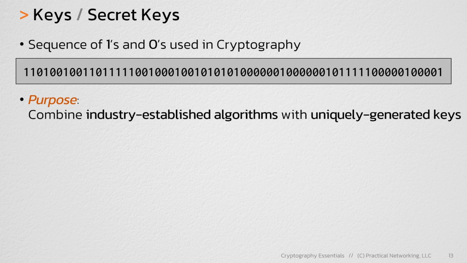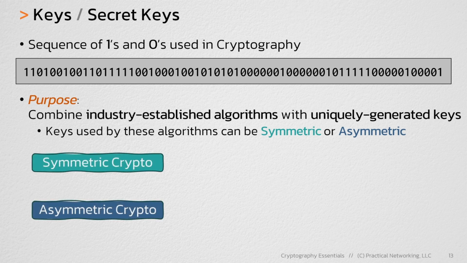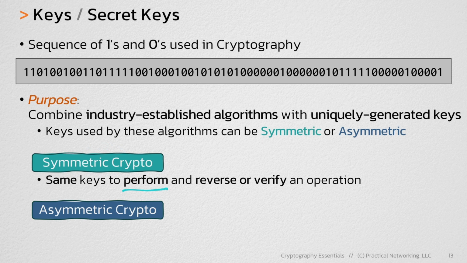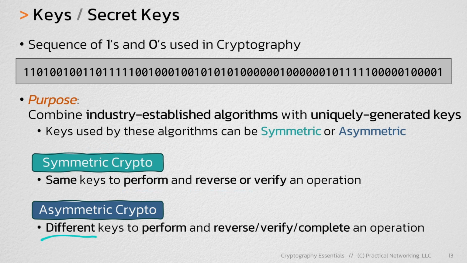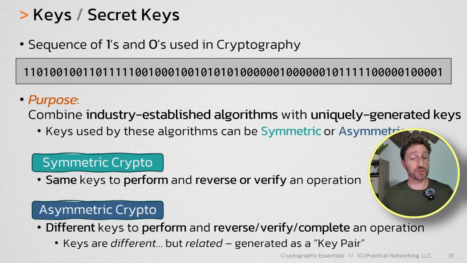The keys used by the various cryptographic algorithms can be symmetric or asymmetric. This introduces us to symmetric cryptography and asymmetric cryptography. Symmetric crypto uses the same key to both perform and reverse or verify a particular operation. And asymmetric cryptography uses different keys to perform and reverse an operation. Now, even though these keys are different, they are related. They are in fact often created as a key pair, as in the key used to perform an operation is created at the same time as the key used to verify the operation. It isn't just two random strings of ones and zeros that somehow magically work together. They are literally created as a pair of values that are related to one another.